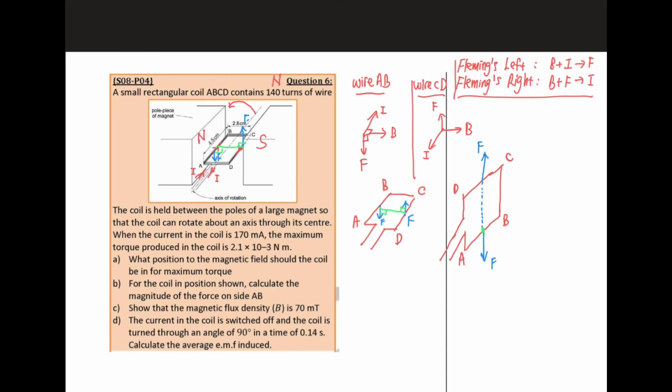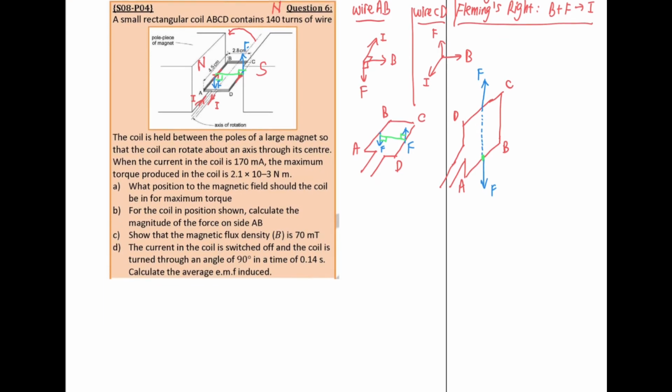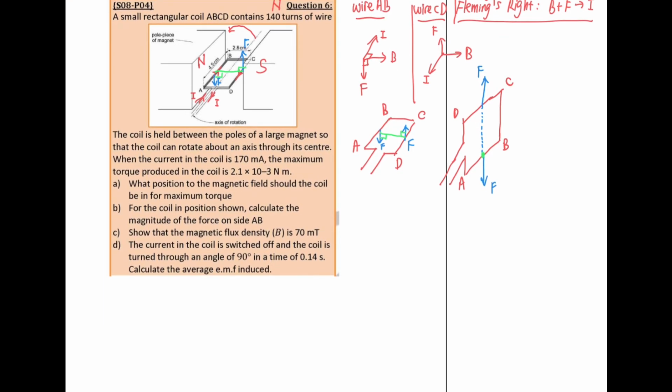So because of that, torque equals force times D. So the torque is maximum when it is like this, when it is horizontal. But when it is vertical, the torque is zero. The torque is zero because there is no horizontal distance.